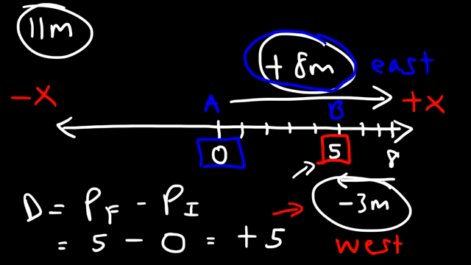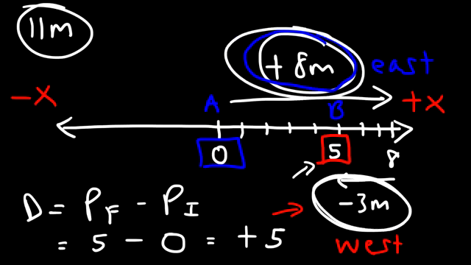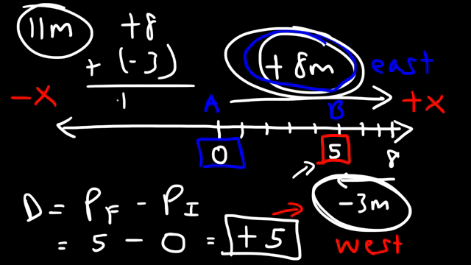Keep this in mind. Distance is always positive, but displacement can be positive or negative. If you're traveling east or north, displacement has a positive value. If you're traveling west or south, displacement has a negative value. And so if you add up the displacement for the first part of the trip plus the displacement of the second part, you get the net displacement of positive 5. Positive 8 plus negative 3 will give you positive 5.